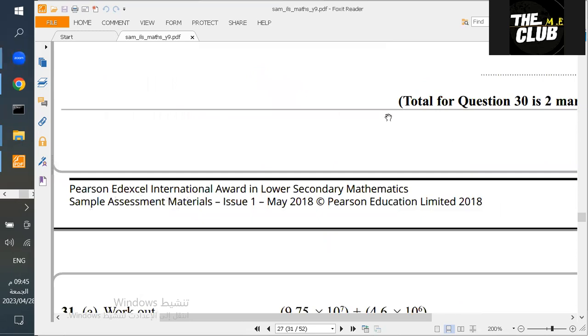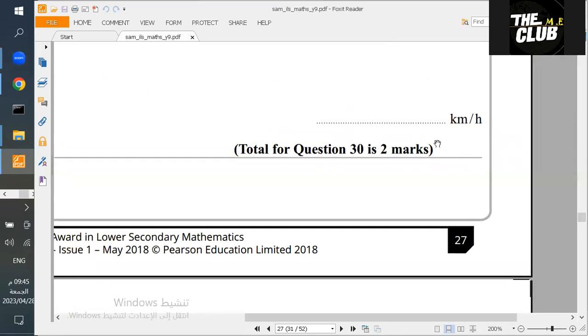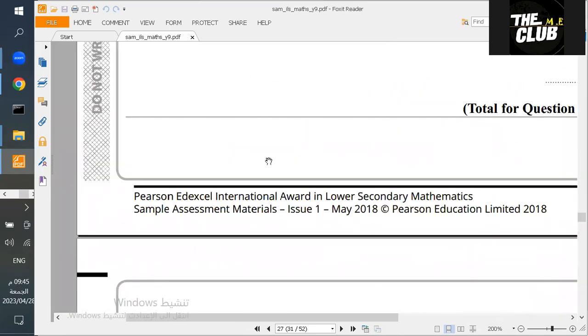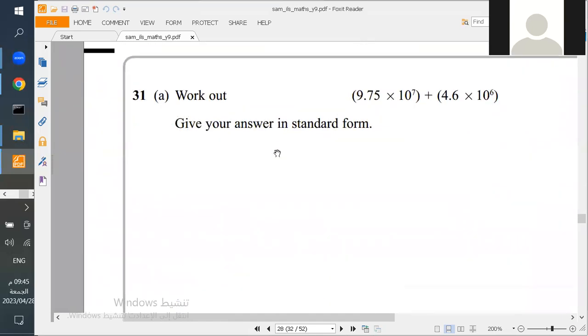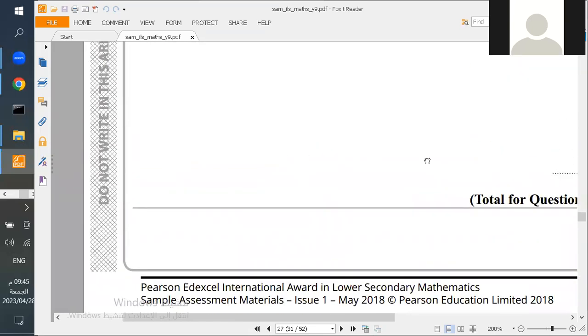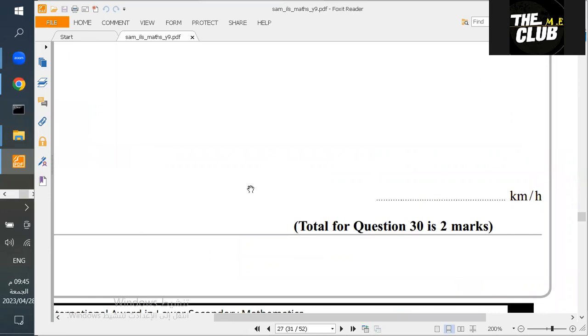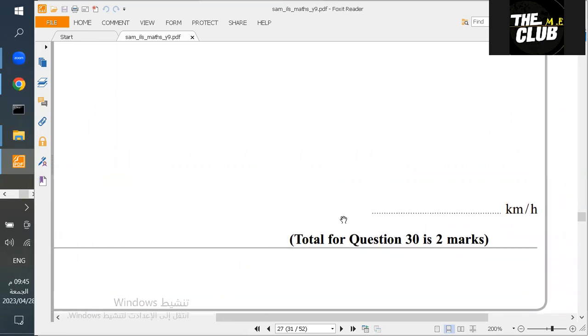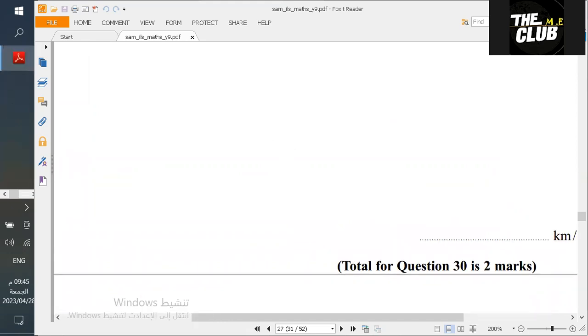30 is done. And as you can see, the unit is already there. It's not needed. Yeah. Why do they write it for us immediately? They give you the units because it's only 2 marks. If you see the mark scheme, you understand what the marks are for.